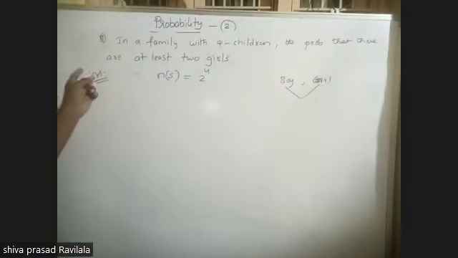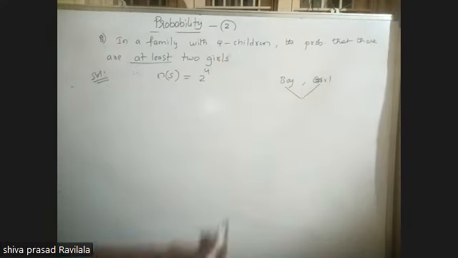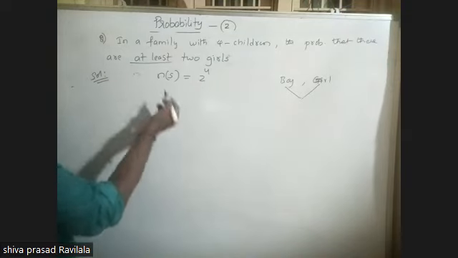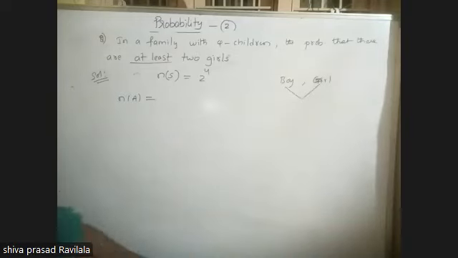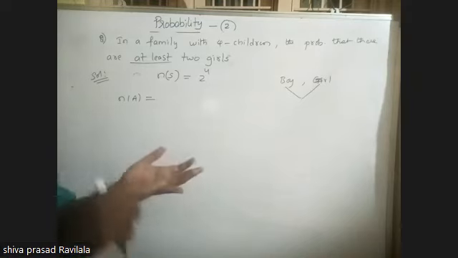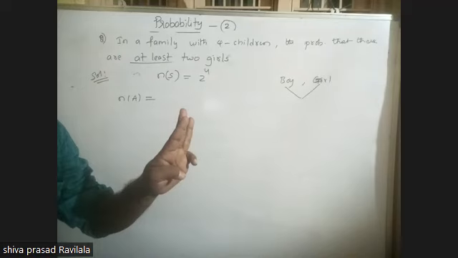Next, the probability that there are at least 2 girls. What is the meaning of at least? Let capital A be the event of at least 2 girls. More than 2 means you take 3 and 4. At least 2 means you can take 2 also. At most 2 means up to 2 only. That means there may be 2 girls, 3 girls, or 4 girls.